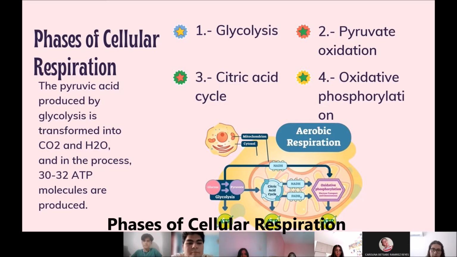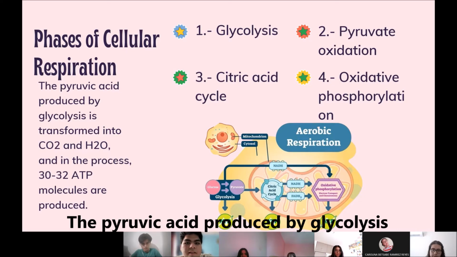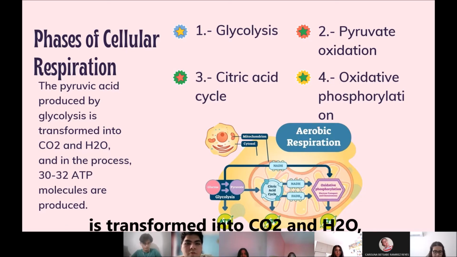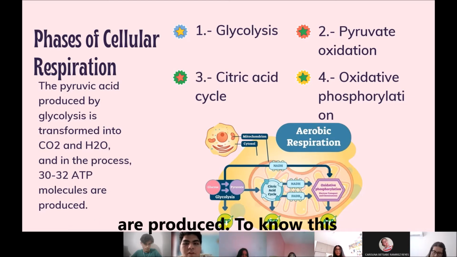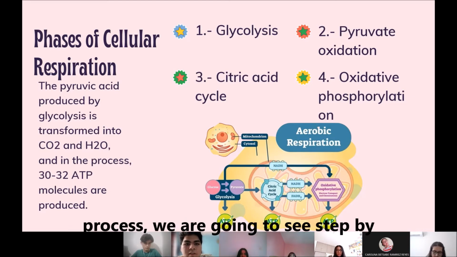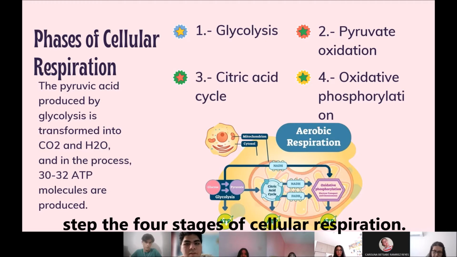Phases of cellular respiration. The pyruvic acid produced by glycolysis is transformed into CO2 and H2O, and in the process 30 to 32 ATP molecules are produced. To know this process, we are going to see step by step the 4 stages of cellular respiration.